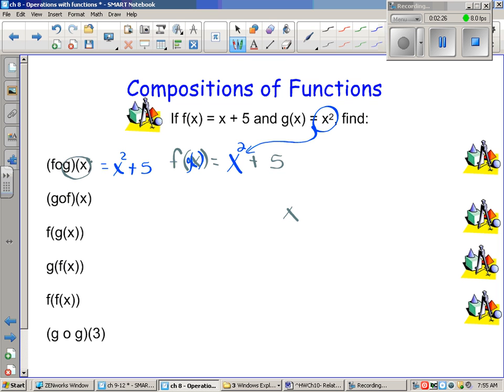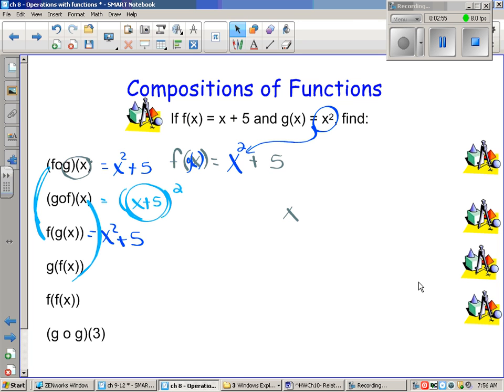Now, on the flip side, when it says g of f, what that is saying is instead we're going to start with the g function. So I'm starting with something squared, but in place of x, I'm going to put x plus 5. Now, f of g means the same thing as that first one, and g of f means the same thing as the second one. So f of g of x is x squared plus 5 for the same reason as we showed above. And the next one there is x plus 5 squared. And of course, we could multiply that out and get the final answer of that polynomial.